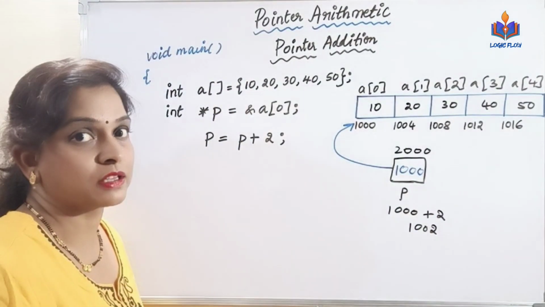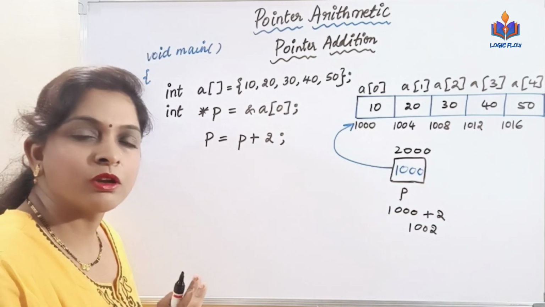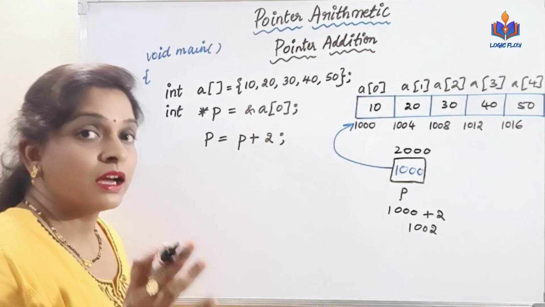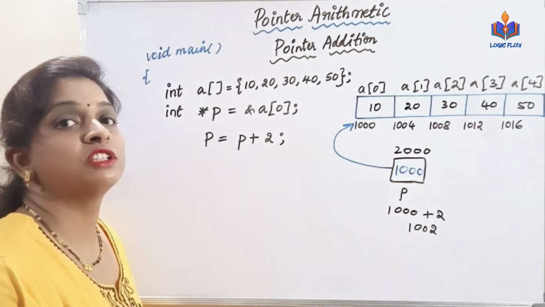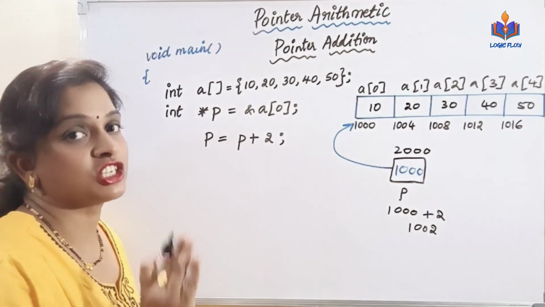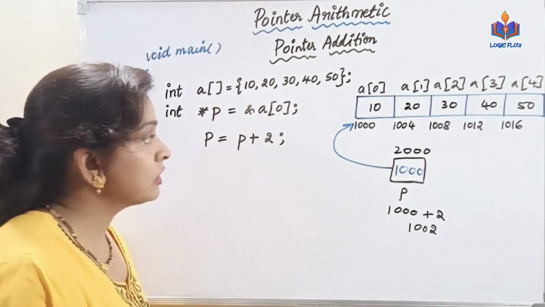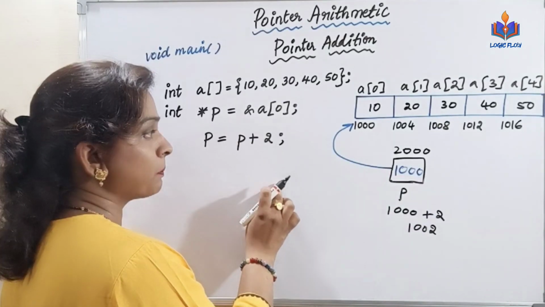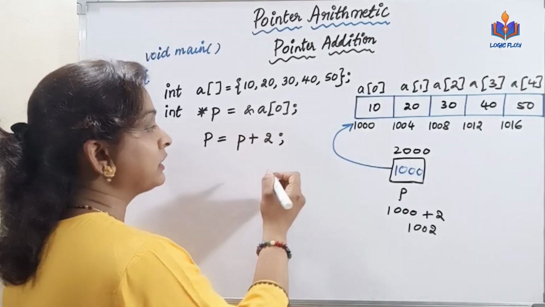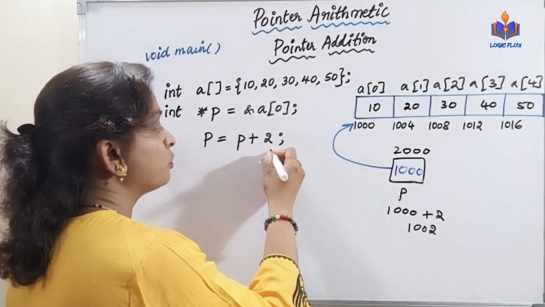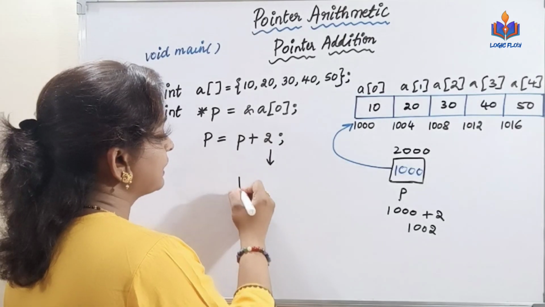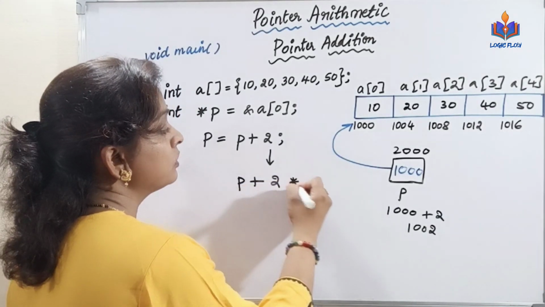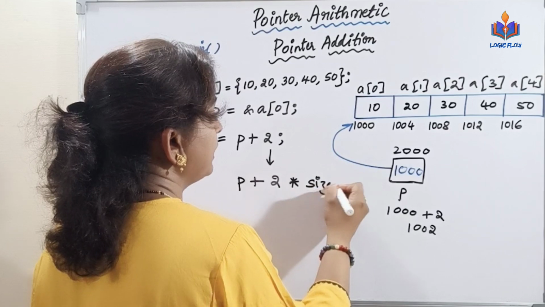No, it's wrong actually. It is not going to perform the normal addition, but as I said, it is going to do the arithmetic operation with respect to the size of the data type to which it is pointing to. So here, when I say P plus 2, it is not 1000 plus 2. It is with respect to the size of the data type. So internally, what the compiler is going to do is calculate like this: P plus 2 into size of the data type.